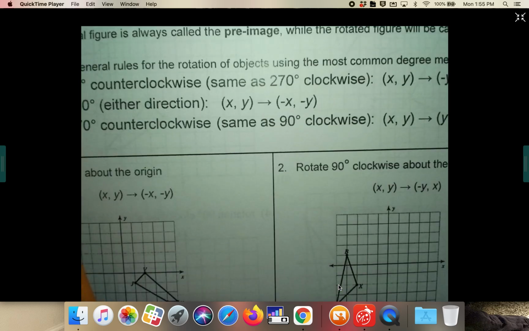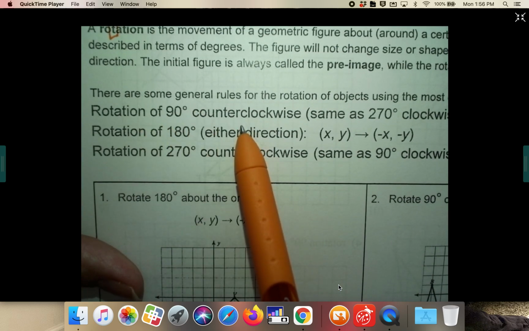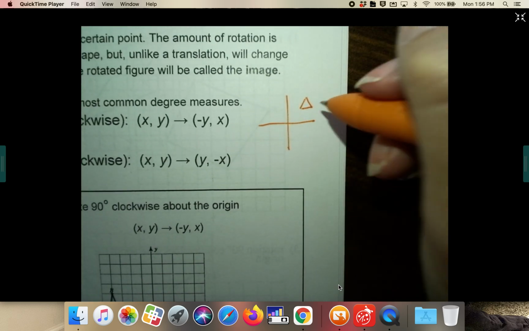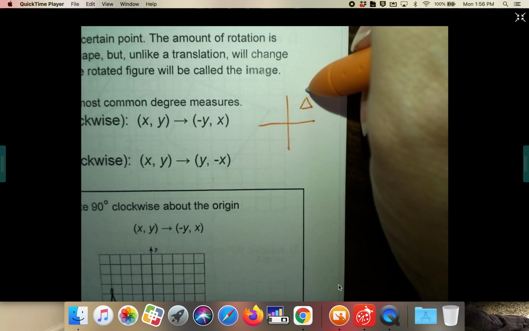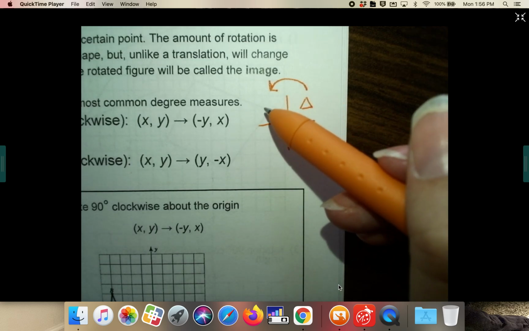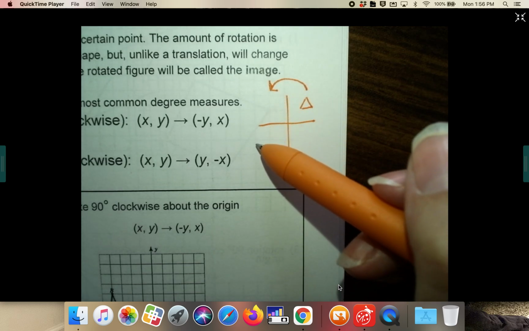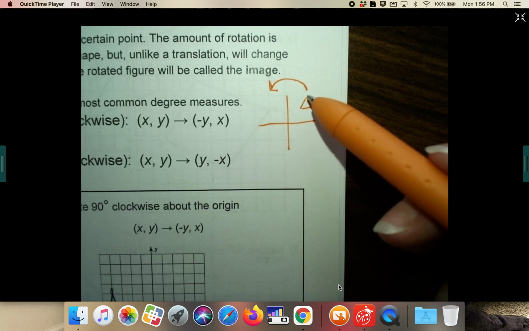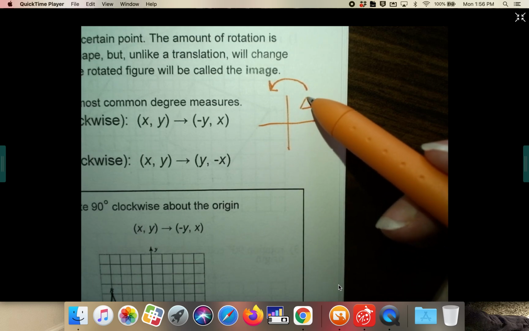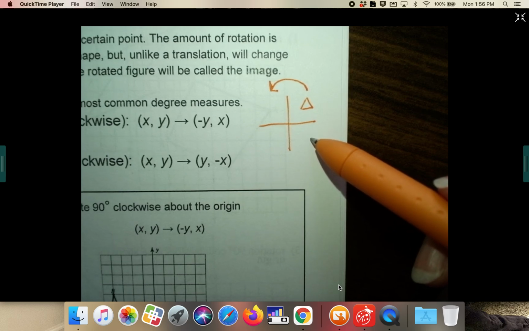All right, here are the rules. So for a rotation of 90 degrees counterclockwise, let's make sure you know what that means. If I have a shape over here and I'm rotating it counterclockwise, that would be this direction. Now, if I rotate it only 90 degrees, it's going to end up in this quadrant. If I rotated it from here 180, it's going to be completely opposite down in this lower quadrant, which is diagonal from it. And if I rotated 270 degrees from here, it would end up in the quadrant right below it.